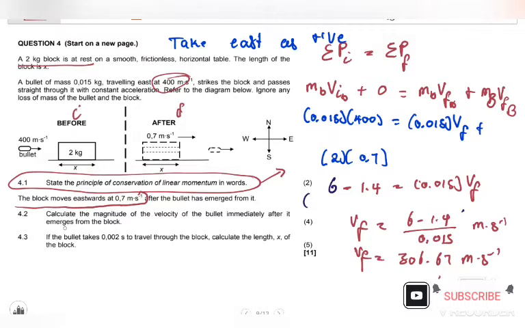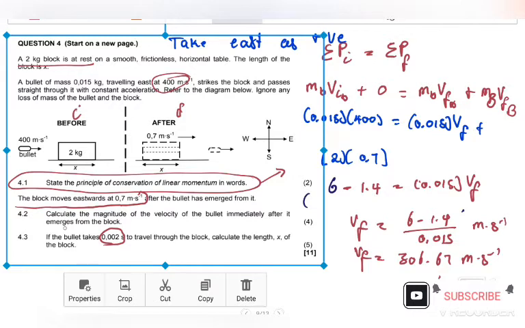So last one, let's do 4.3. It says if the bullet takes 0.02 seconds to travel through the block, calculate the length x of the block. So now I'm just going to copy this to the other side so I can do it clearly. Okay, so I copy this.